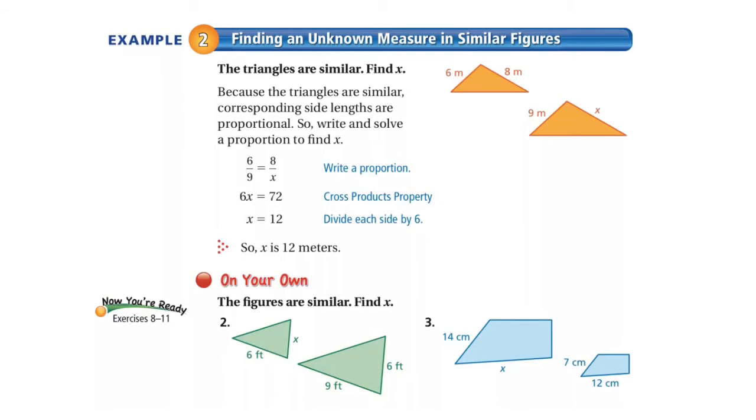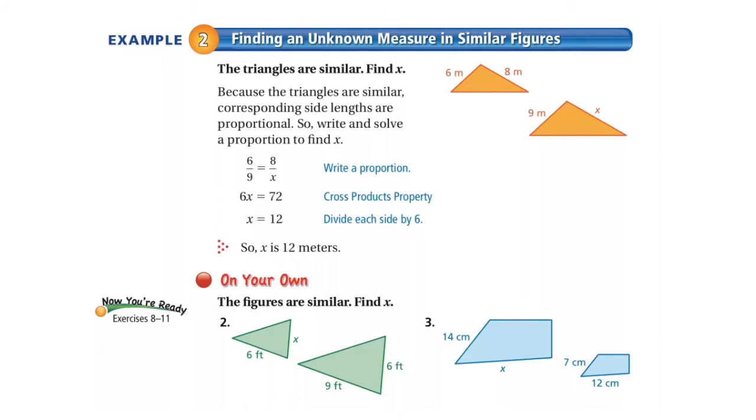So now we have to make sure that we're putting the measurement for the small triangle on top, 6, and the measurement for the big triangle on bottom, 9. We have to do the same thing for the second ratio. 8 being the measurement from the small triangle goes on top, and x, the measurement from the large triangle, goes on the bottom. I remember to always put the smaller figure on top, and that way I never have to think about which one did I put on top again.